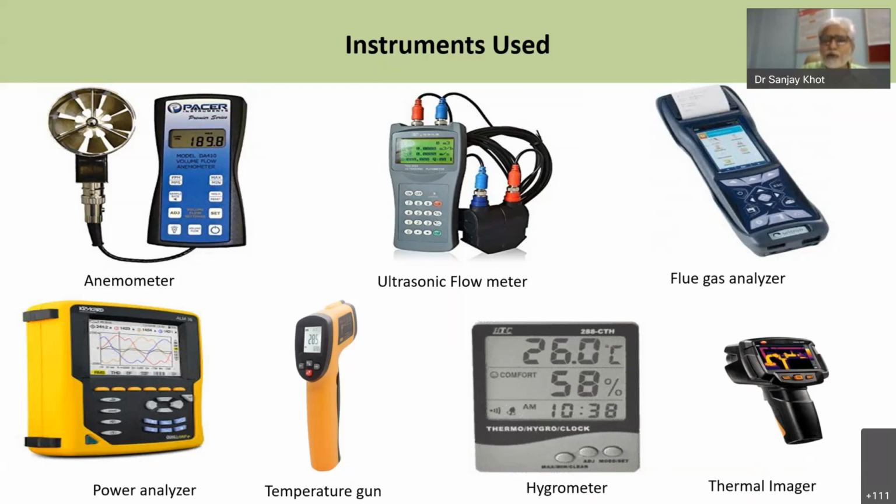Now another one is the hygrometer. This is also mostly used in all these control units, where we get an idea about the dry bulb temperature and the humidity in the air. And this temperature gun has become popular because of COVID.